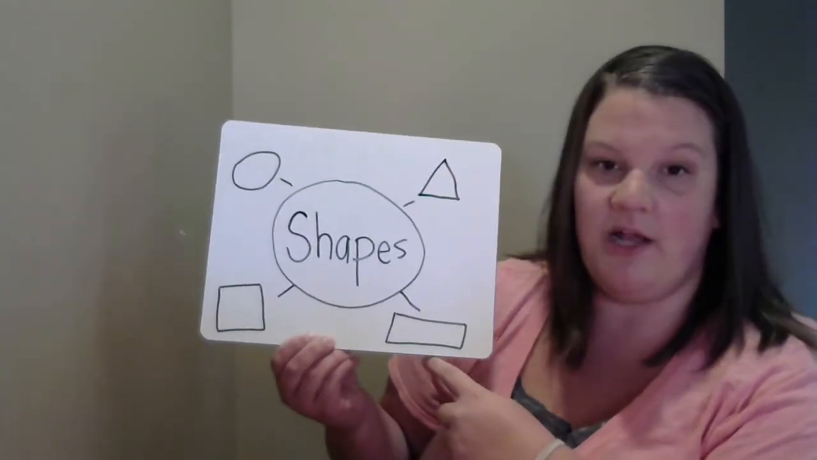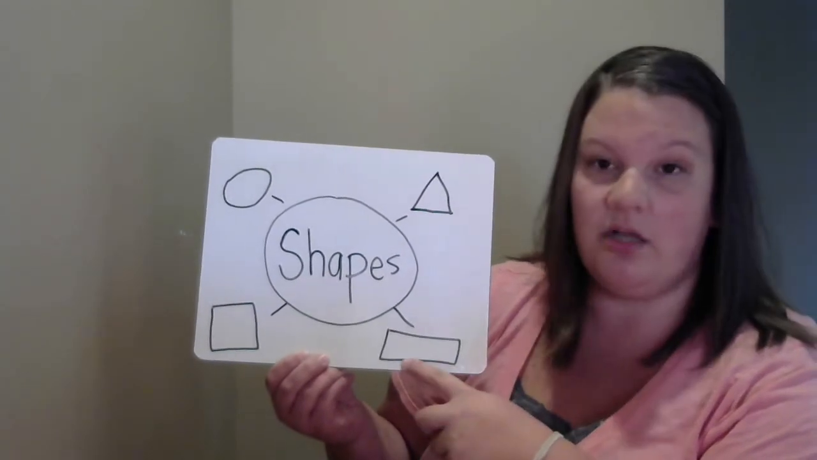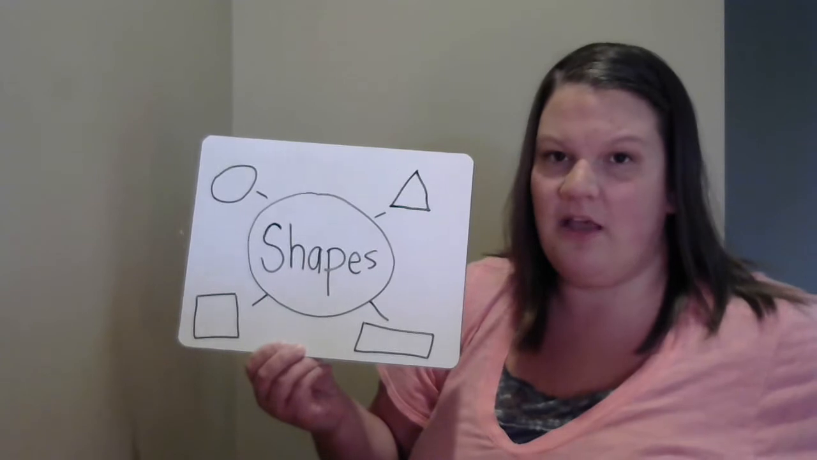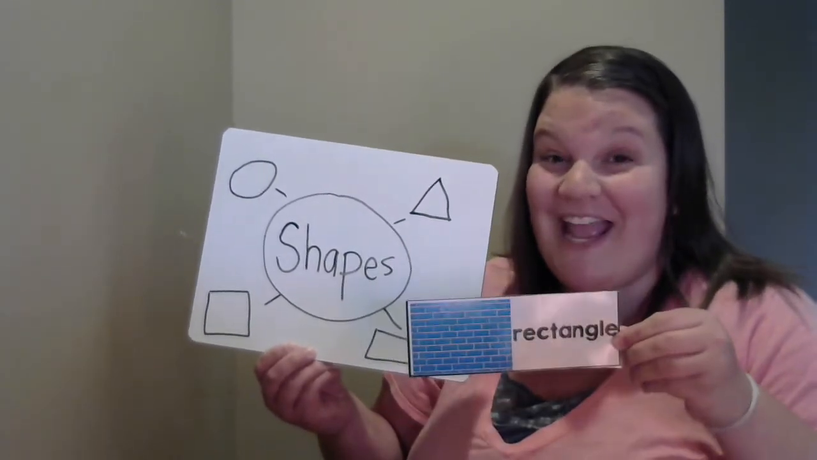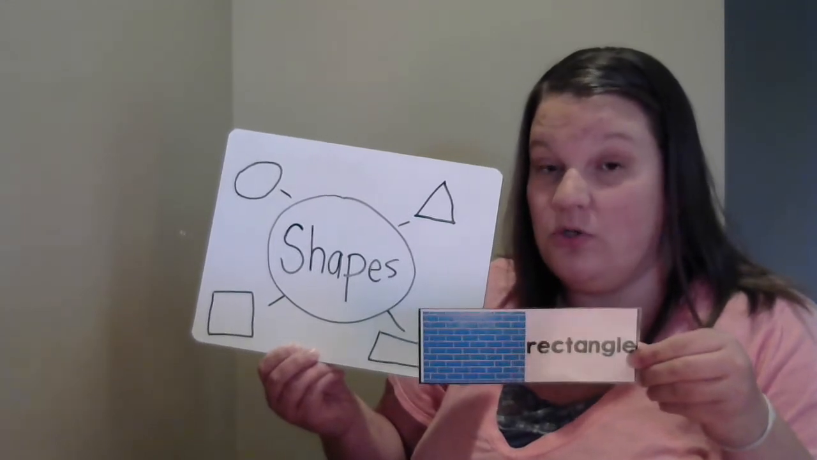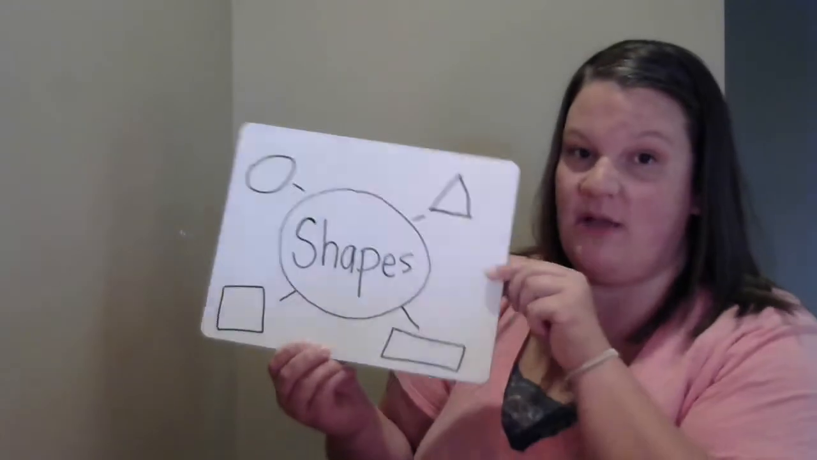But now this one, there's still 4 sides. 2 are long and 2 are short. What could that be? That could be a rectangle. Rectangles have 2 long and 2 short. So these are our 2D shapes. Those are the things that when we look at them, they're flat.